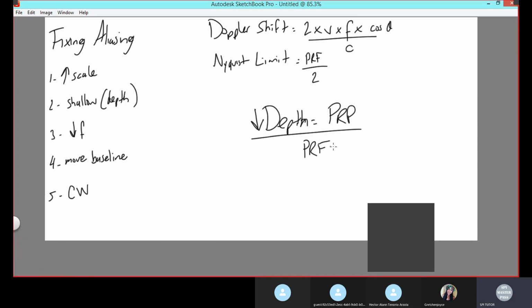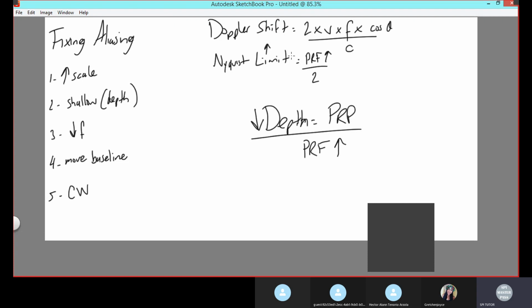So the relationship here is inverse. That means my PRF goes up, right? So if my PRF goes up, I go back to my Nyquist limit formula. That's why I always need both of them here to see which one I'm going to use. So my PRF went up. It means my Nyquist limit also went up. They're directly related, right? They're both on top.